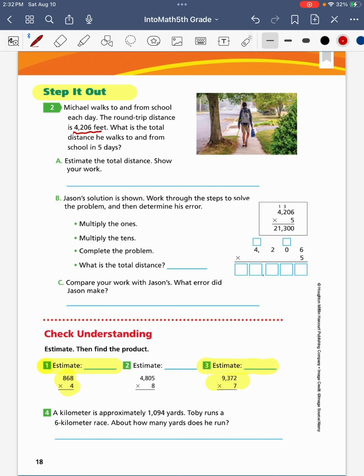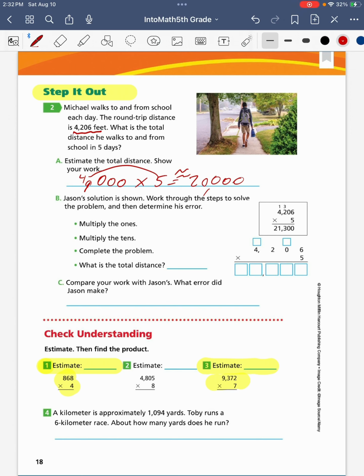First off, we want to estimate our total. We can either round to the nearest thousands or to the nearest hundreds place. For this problem, I'm going to round 4,206 feet to the nearest thousand, 4,000. So I'm estimating 4,000 times 5. Like we've been practicing, count up the number of zeros that I have, then multiply my first digits. 4 times 5 gives me a product of 20. I estimate that Michael will walk approximately 20,000 feet.